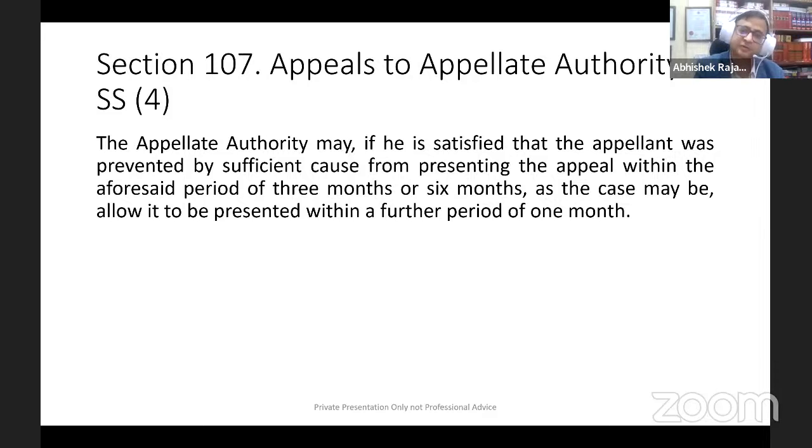Now, what if I use the Limitations Act, the benefit under the Limitations Act? Can I use the benefits of the Limitations Act? The answer is no. Many courts have said this.